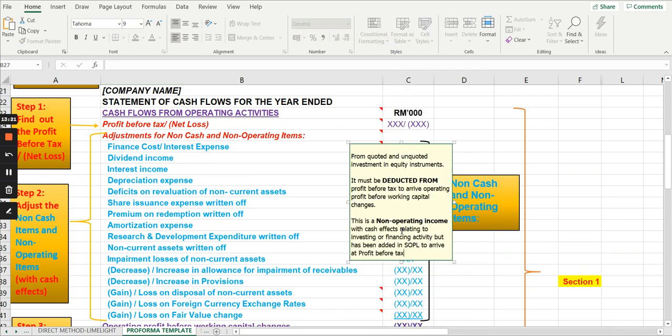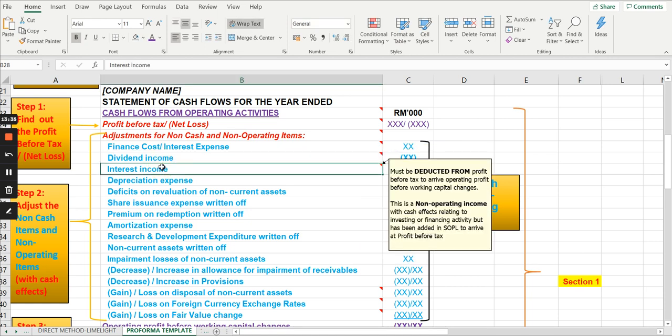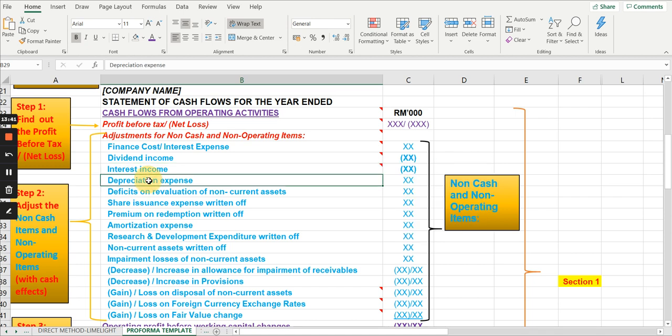Yeah, but it can either be investing or financing activity. But in our case here, dividend income is related to investing activities. Next. Interest income is the same thing, where these are also from investing activities. Earlier you added, now you need to deduct.